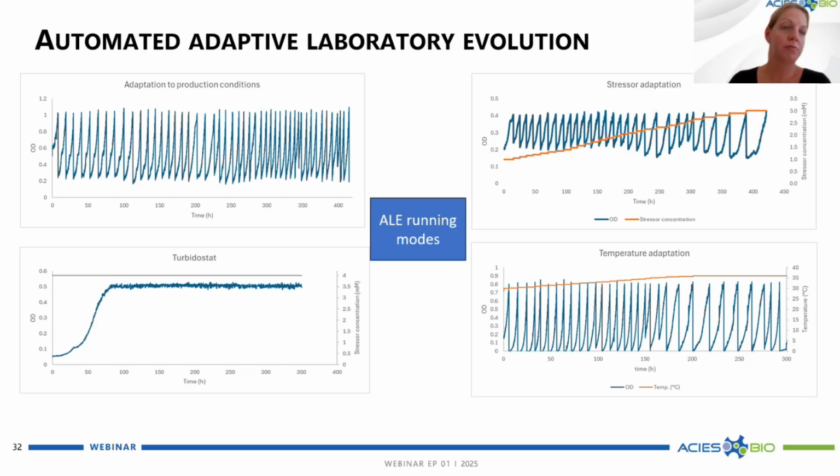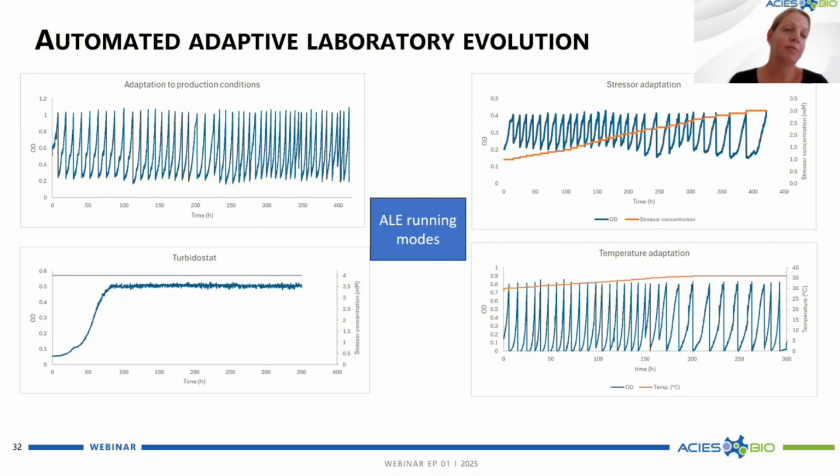Maybe the mostly used mode that we have is this adaptation to production conditions. These are actually classical subcultivations, but they are automated. And we can set up starting and finishing ODs so that the cycles can be maintained at the same ODs all the time. And then you look at the progress of these cycles.